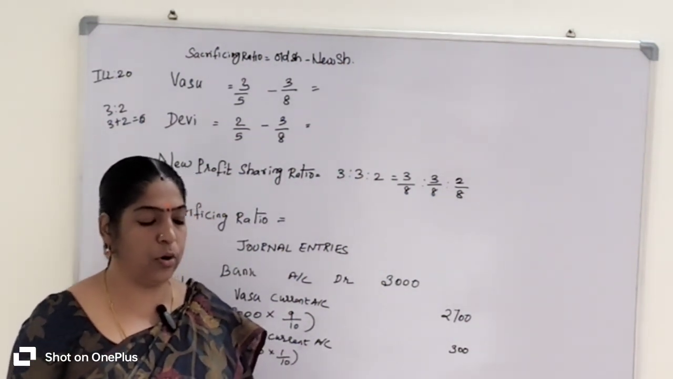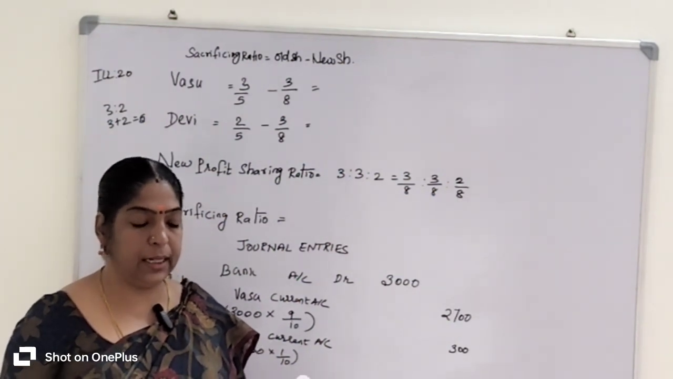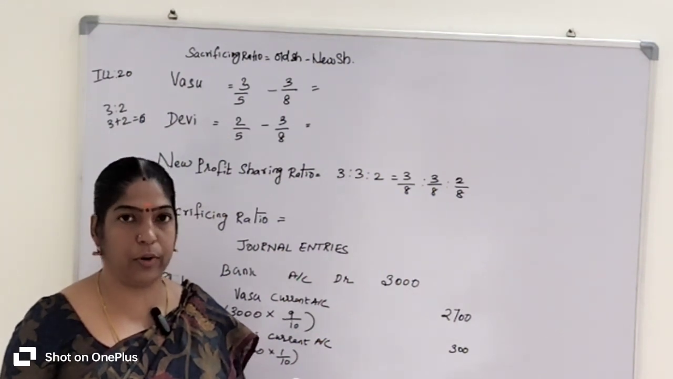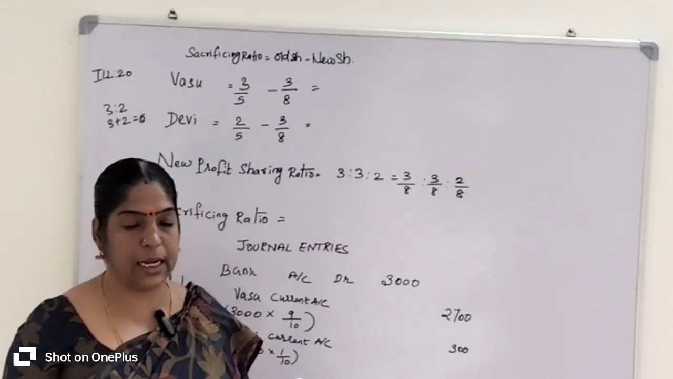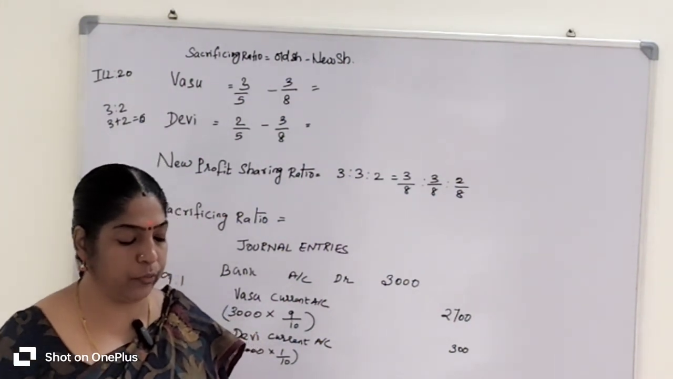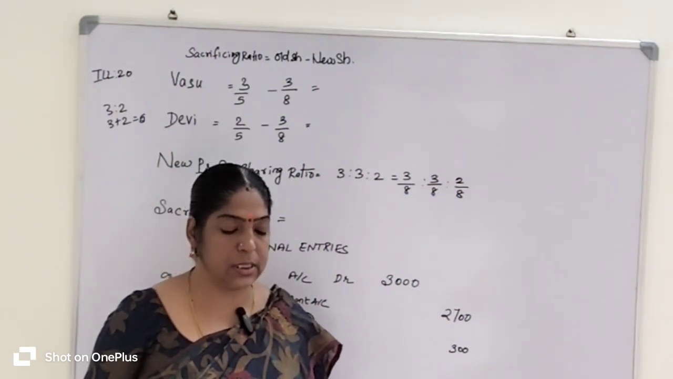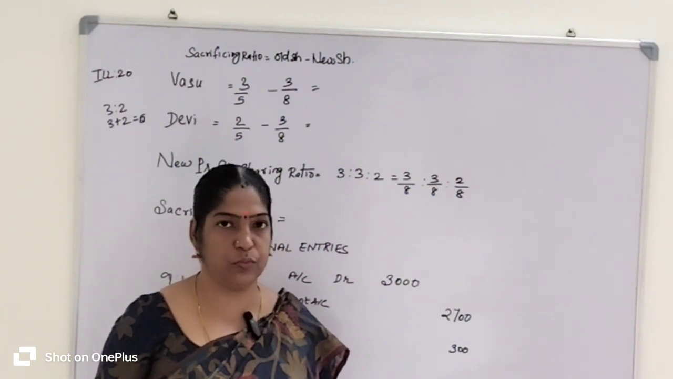Vasu and Devi are partners sharing profit and losses in the ratio of 3:2. They admit Nila into partnership for 1/4 share of profit. Nila pays cash ₹3,000 towards her share of goodwill. The new profit sharing ratio is 3:3:2. Pass the necessary journal entry on the assumption that the fixed capital system is followed.